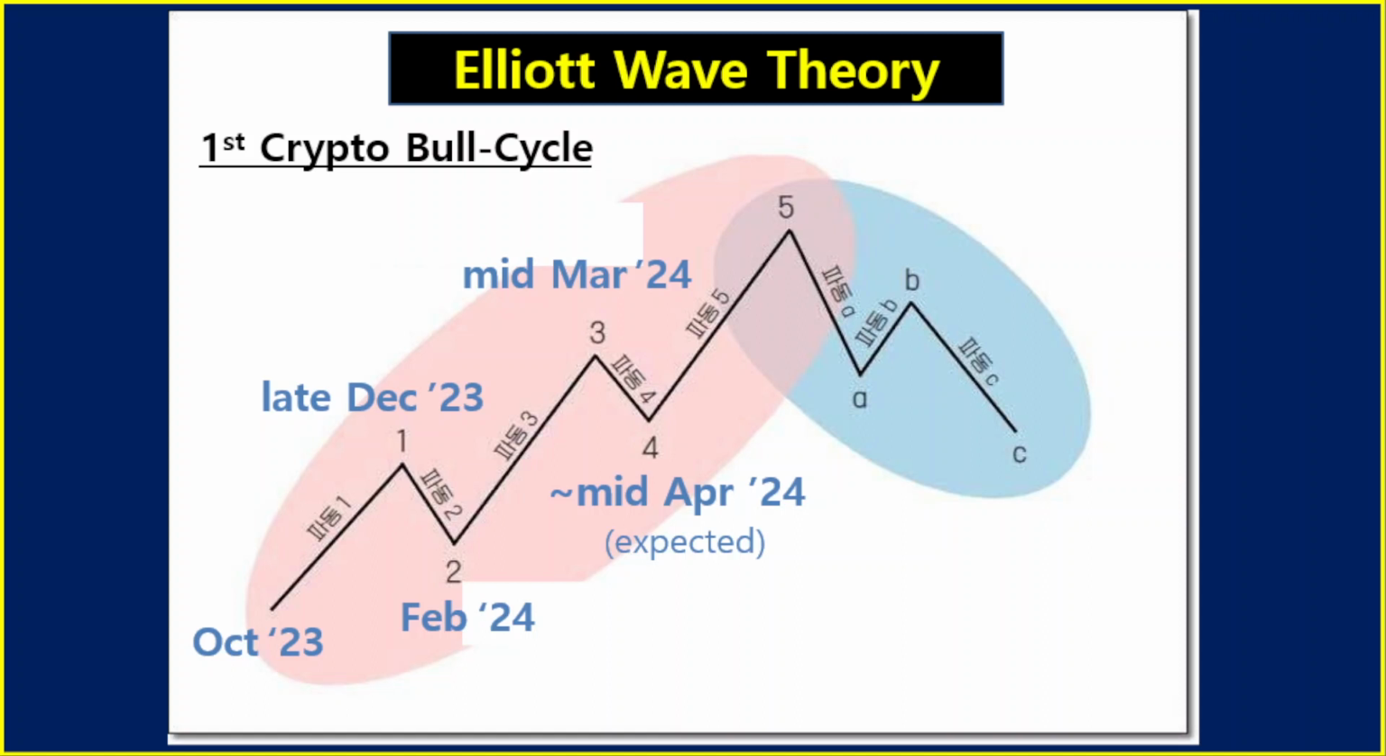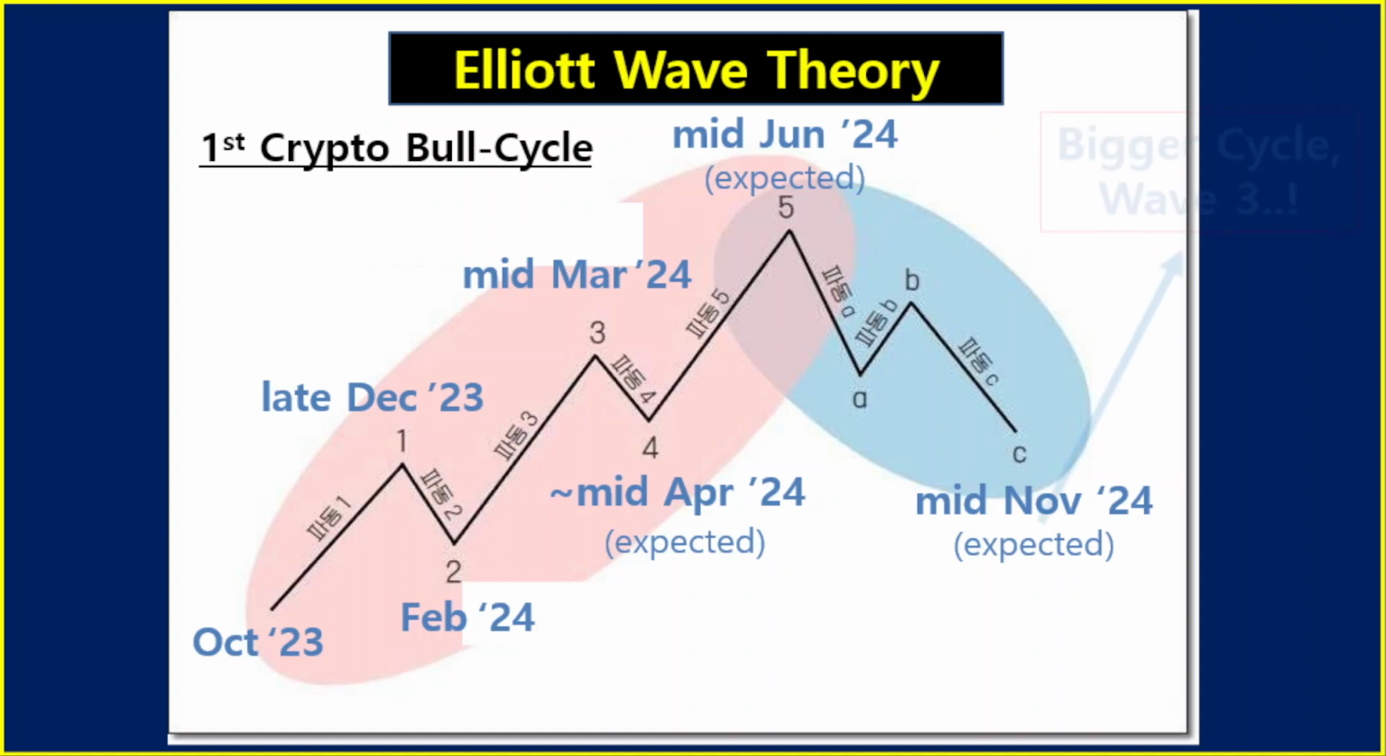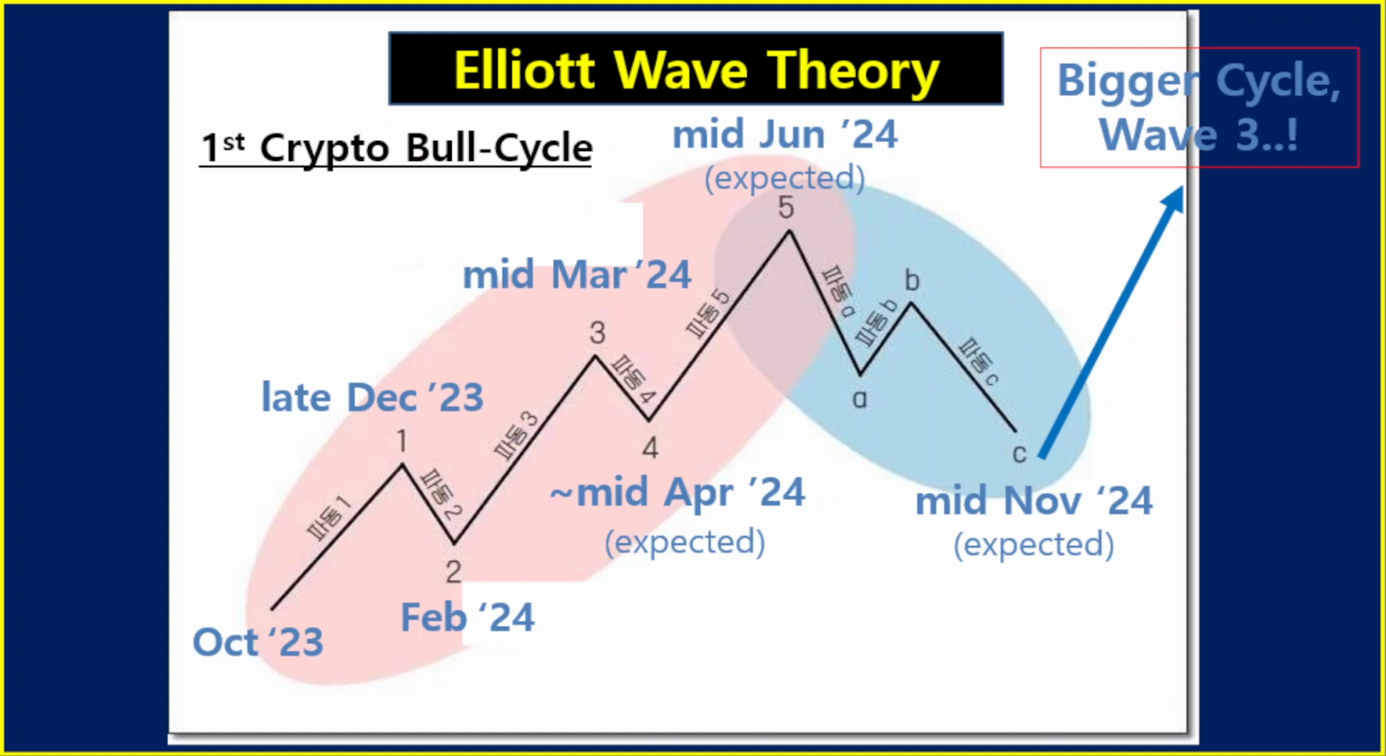I think it's going to last for, I don't know, a couple more weeks till the middle of this month. And then we expect the impulsive wave number 5, and it's going to take maybe 2 months, which means we are going to have a local peak in the middle of June this year. And then there comes ABC, the corrective move. It's going to take 5 or 6 months, which means we'll have a local bottom maybe in the middle of November this year. And then in a bigger cycle, a larger impulsive wave 3 will begin maybe in the late of this year or early next year.